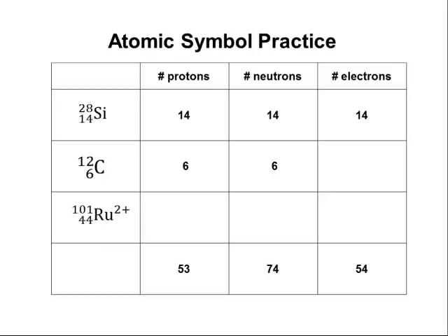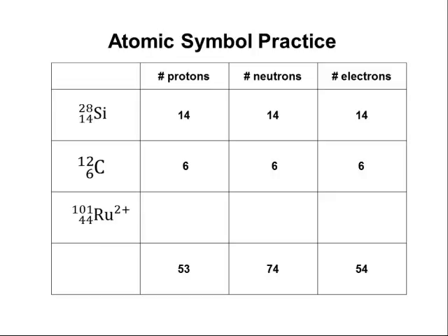Well, there's no charge. So if we have no charge, then the number of protons has to equal the number of electrons. So we'd have 6 electrons. All right, let's move on to the next one where we have ruthenium.